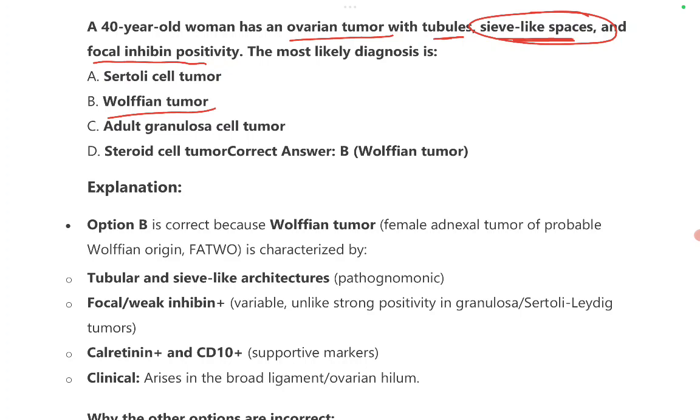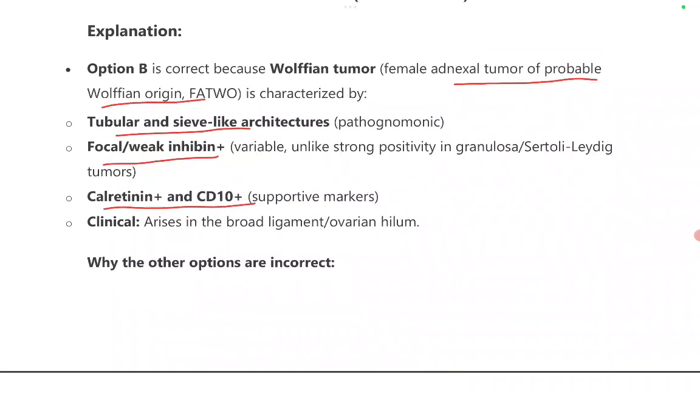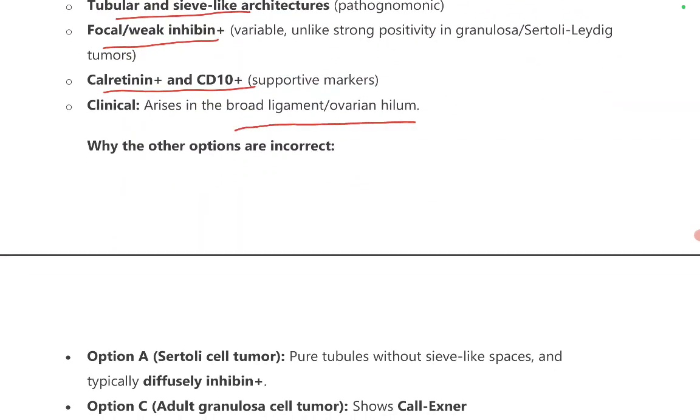So these Wolffian tumors are female adnexal tumor of probable Wolffian origin and are characterized by tubular and sieve-like architecture. They are weakly inhibin positive but are calretinin and CD10 positive. They mostly arise in the broad ligament or the hilum of the ovary.